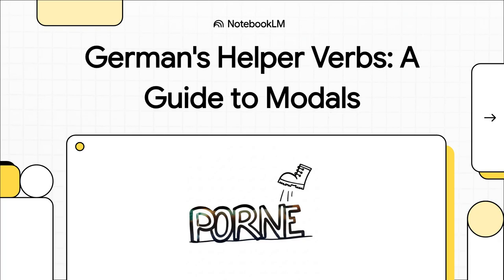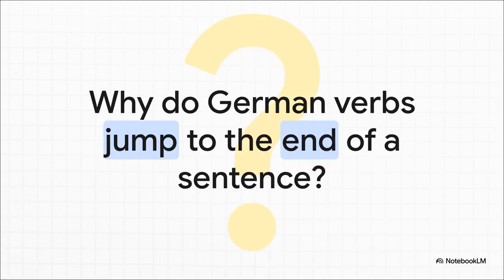All right, welcome. Today we are going to crack open one of the biggest mysteries in German grammar, something that's going to totally unlock your ability to speak more naturally, the modal verbs. Let's just dive right in and figure this out. So you've probably had this moment, right? You're building a German sentence, everything's going great, and then suddenly, poof, the verb you need just flies to the very end. It feels so random, but I promise you, it's not. There's a system, and once you see it, you can't unsee it.